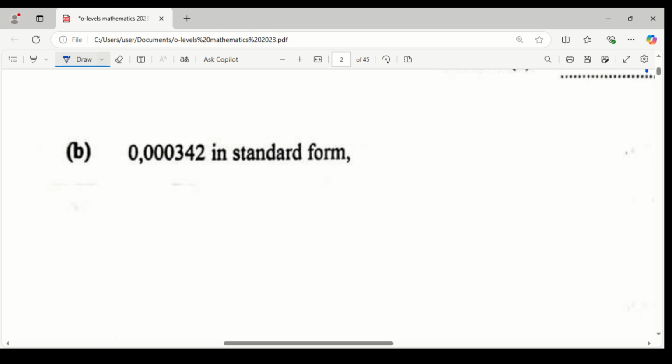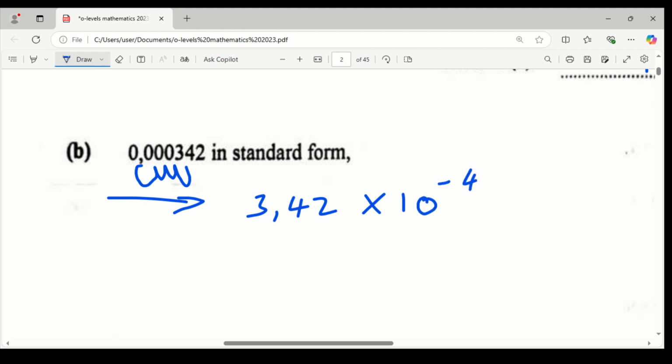So what I'm saying is you are supposed to move the comma from where it is, and it is supposed to be placed between 3 and 4. So it is going to move 1, 2, 3, 4. It is going to move 4 steps to the right hand side. So it becomes 3,42 times 10 to the power negative 4.